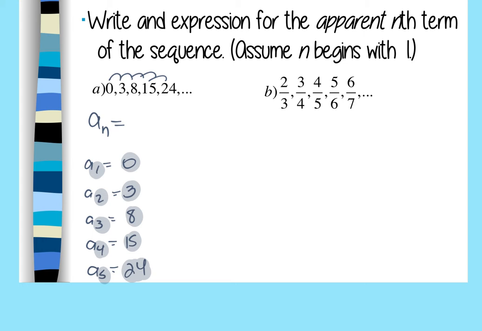So what could we do with n that gets us from 1 to 0, 2 to 3, 3 to 8, 4 to 15, and 5 to 24, but it has to be the same thing every time? I'll let you stare at it and see if you can figure it out. Okay, let's try it. So 2n minus 1 would be 2 times 1 minus 1. That's 2 minus 1, which is 1. So it doesn't work for the first one, right?